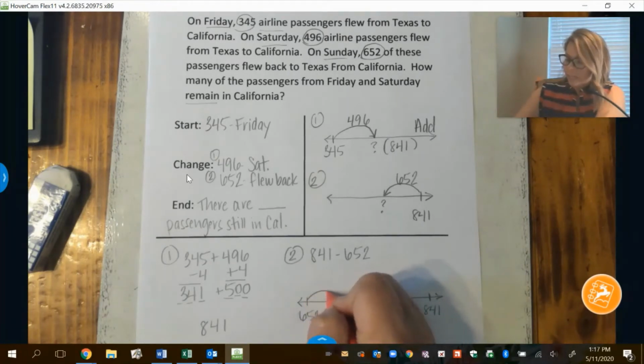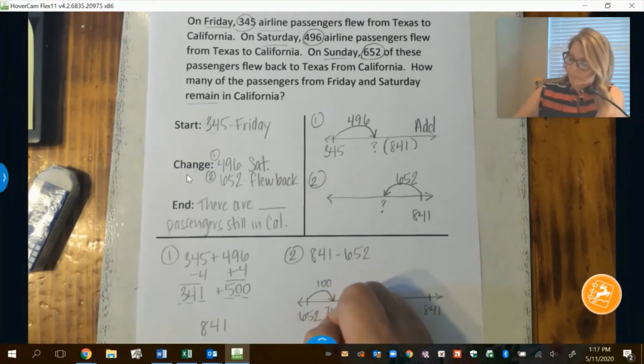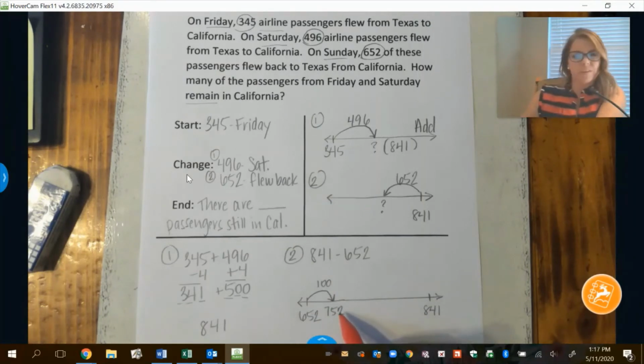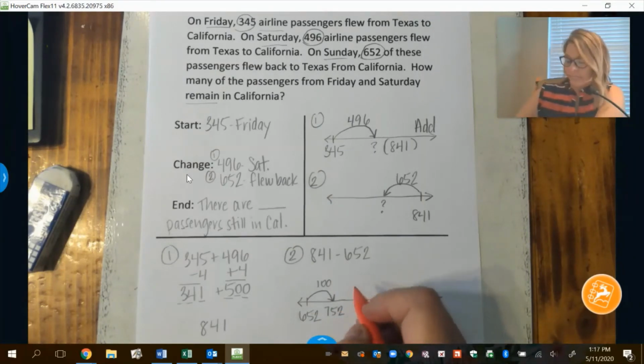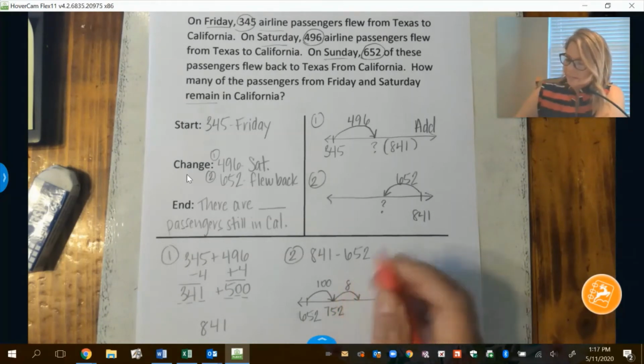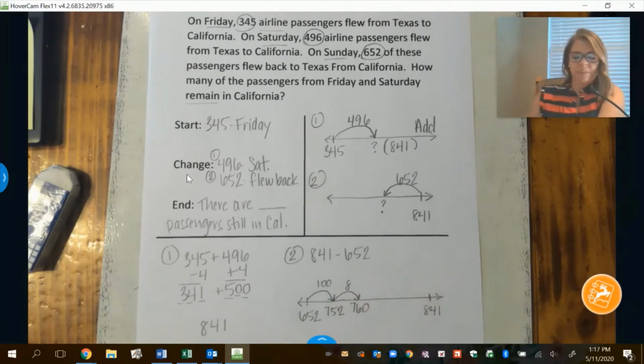So I can easily add in 100. That gets me to 752. I want this to be a rounded 60. I don't know. I guess I'm weird like that. But I'm going to add in 8 to get me to 760. To me, it's easier to add in the rounded numbers.